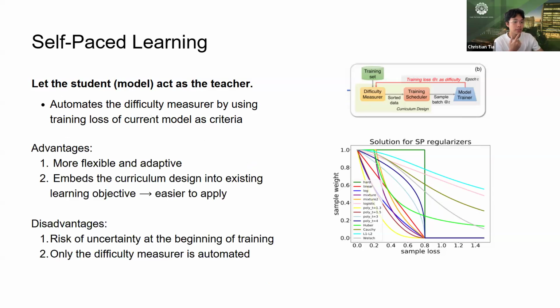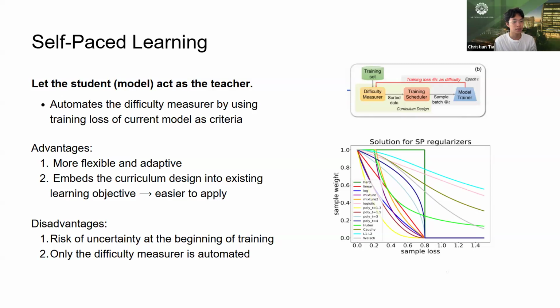The advantages of self-paced learning: number one, it's more flexible and adaptive, since now we're taking the feedback of the model, and that's how we decide the difficulty, instead of us just predefining it from the start. And another advantage is that it embeds the curriculum design into existing learning objectives. So it's easier to apply. We don't have to think of a difficulty measure because we're just using the current learning objective as the difficulty measure. However, there are disadvantages.